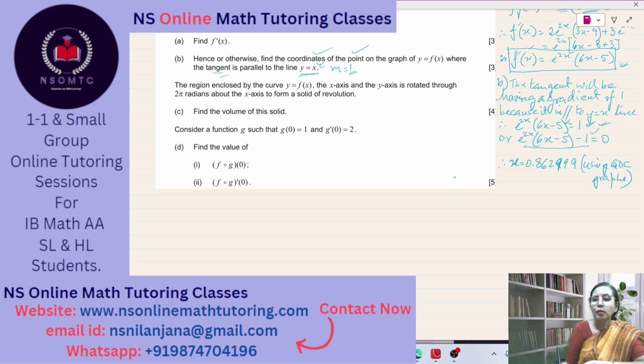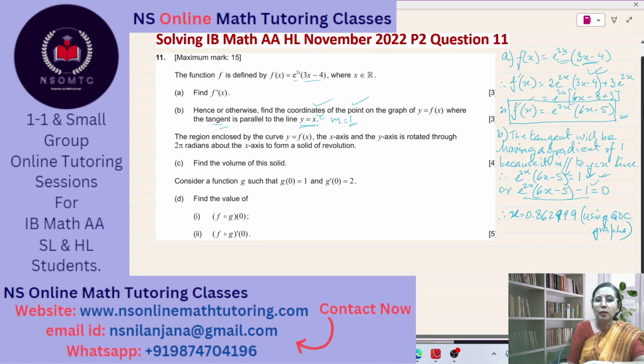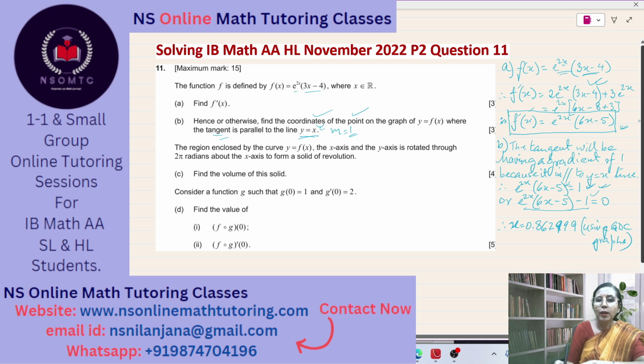So what is the corresponding y value that we have to find? This is the function expression, so we will be substituting: y will be equal to e to the power of 2 times 0.862999, times 3 times the same thing, 0.862999, minus 4. So this will be the thing.